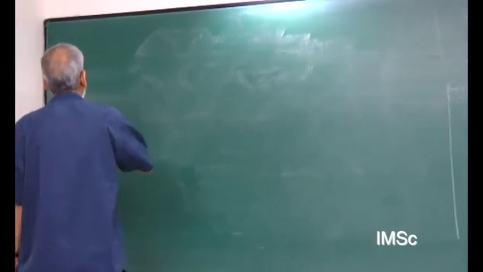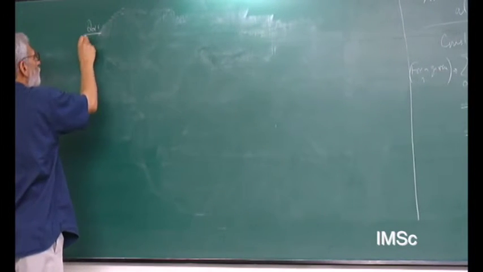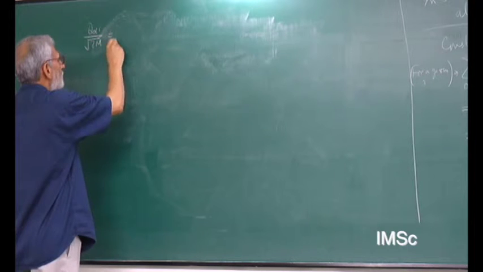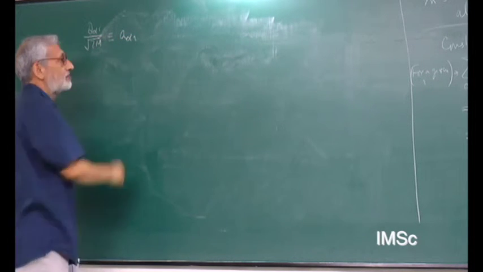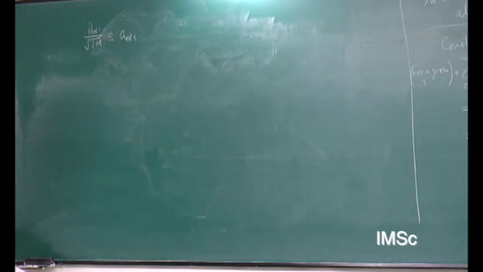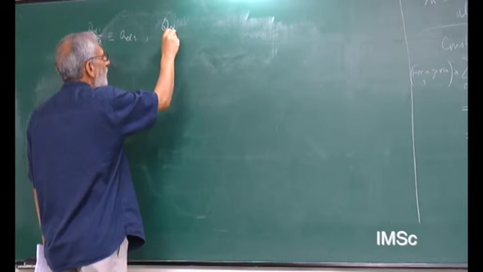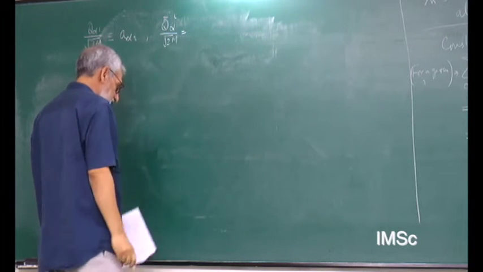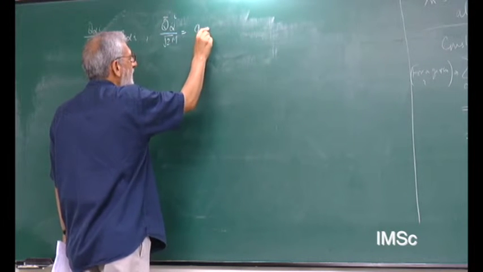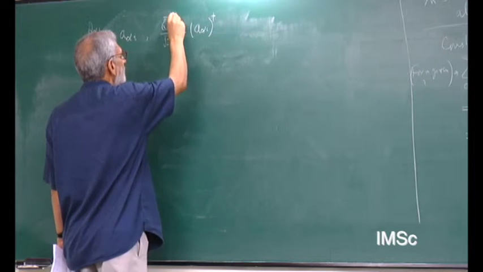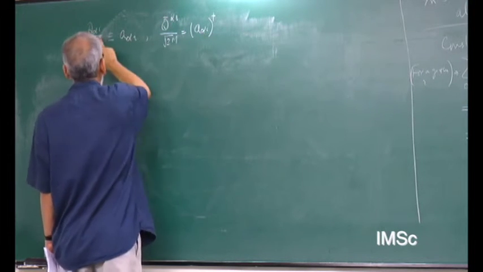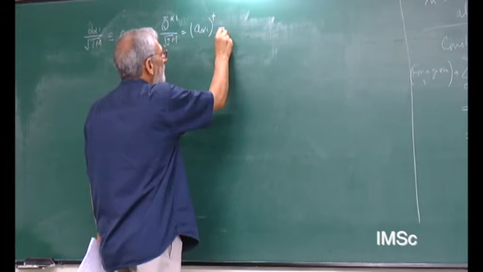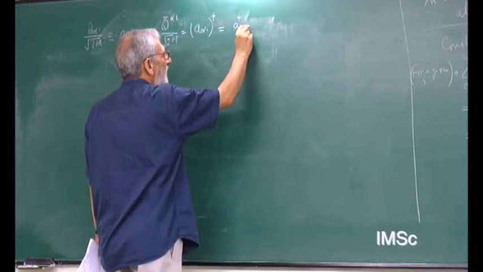Now let me do a little bit of rescaling. Q alpha I divided by root 2m and give it a new name, A alpha I. And Q alpha I bar, divided by root 2m, give it another name, A alpha I dagger. This is the dagger of that. And call this object A dagger alpha I.